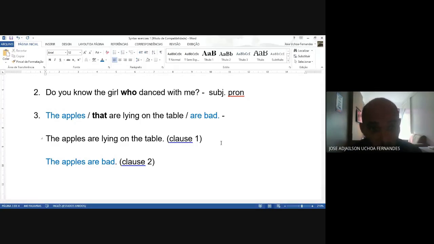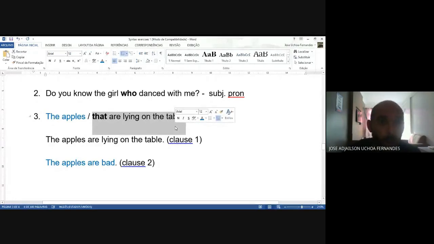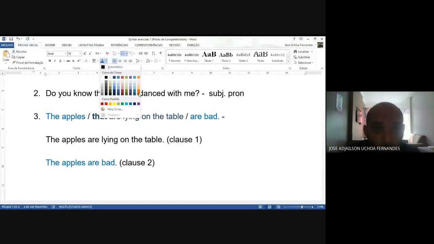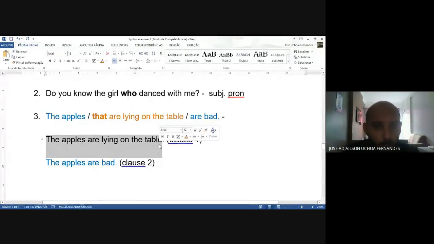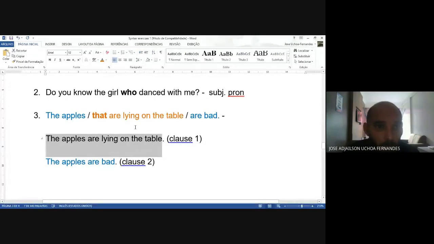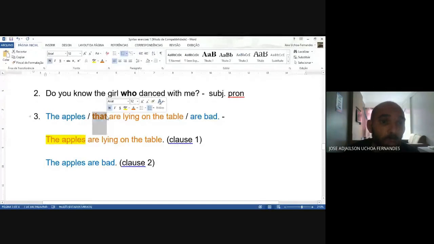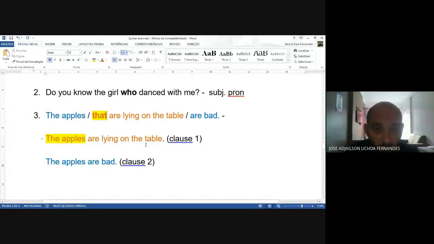Now, inside the period, that are lying on the table, I have the second clause. The problem is the second clause is not exactly the same as the one I created. What is different here? Instead of the apples, which is the subject of this clause, I have a that. The apples are lying on the table, clause number 1. That are lying on the table. You see, this that and the apples is the only difference.